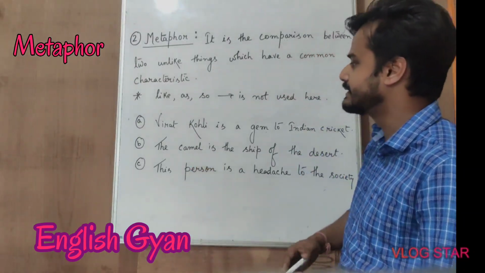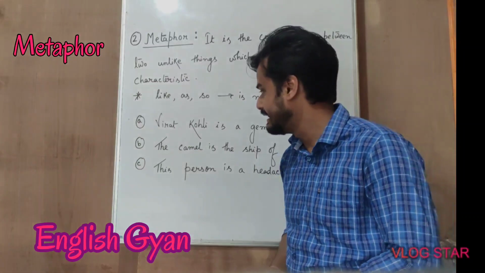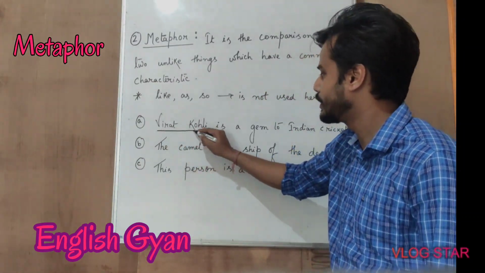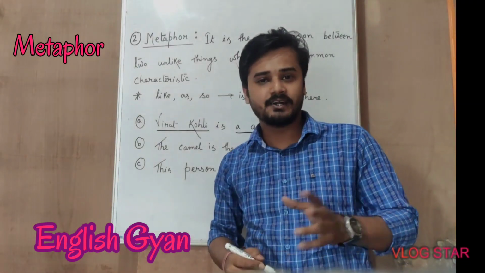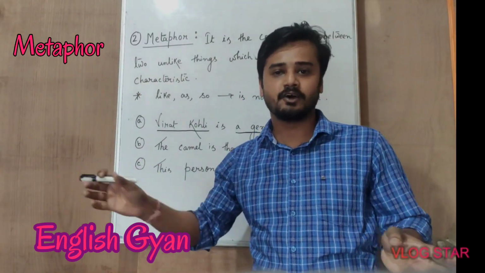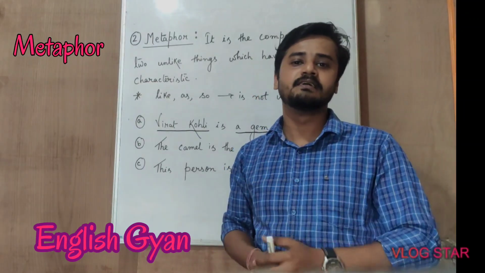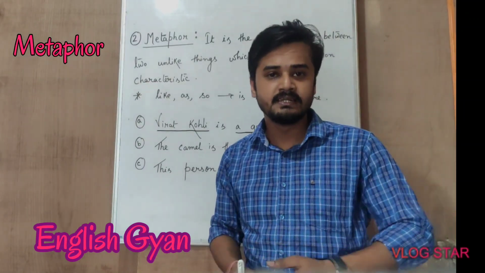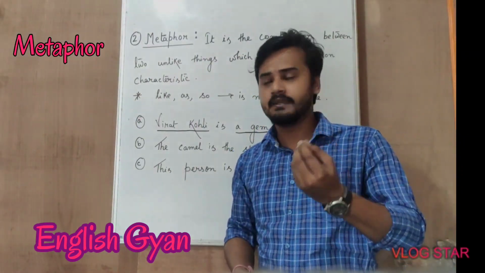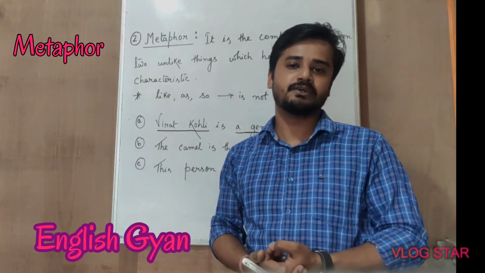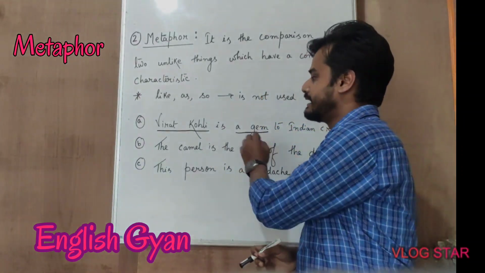Number one sentence is, Virat Kohli is a gem to Indian cricket. Here it is very clear that I am comparing Virat Kohli to a gem. We all know that Virat Kohli is a person and a gem is an object. These two things are very much unlike, but I am comparing these two things to bring out a common feature, that is their preciousness. A gem is very much precious and Virat Kohli is equally precious to Indian cricket. That is why to bring in their common characteristic, we are comparing these two things.